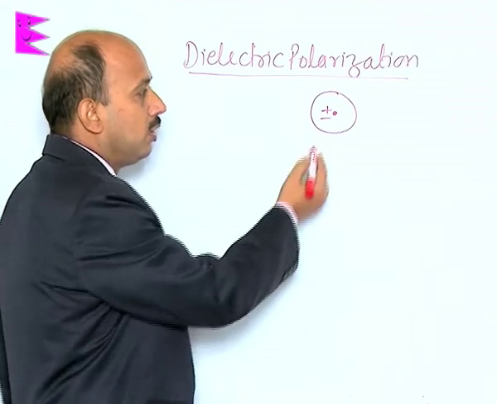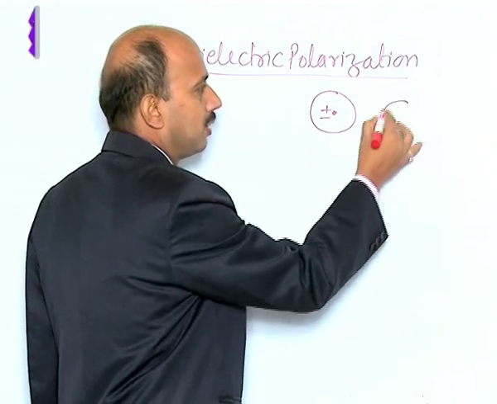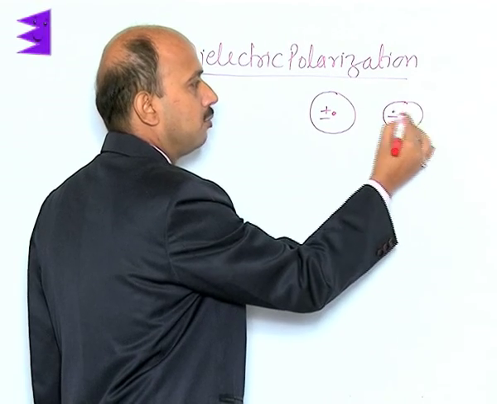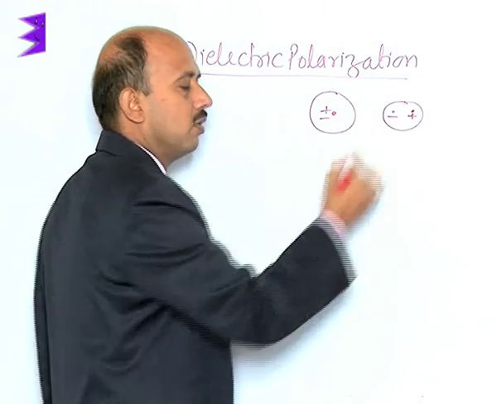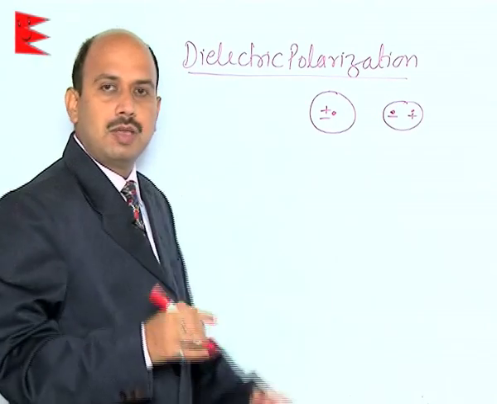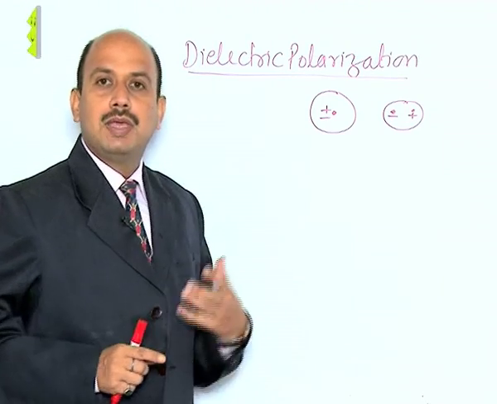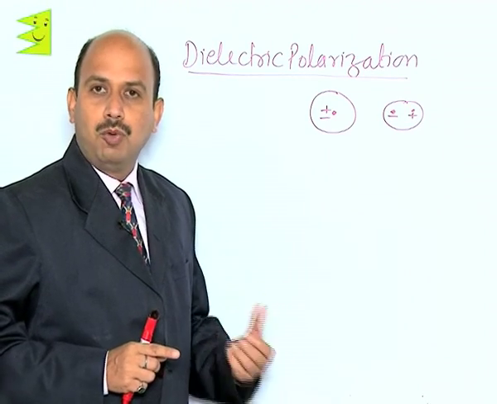But when this molecule is placed in an external electric field, this happens: the minus center comes here and the plus center comes over here. So now the centers of the negative and positive charges are separated by a small distance. So, now we can say this is behaving as an electric dipole.